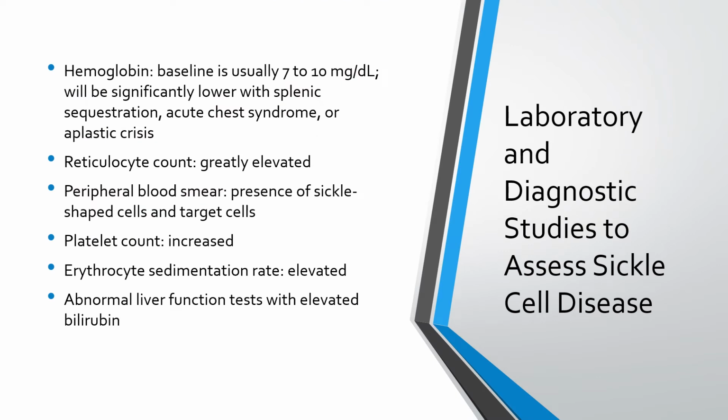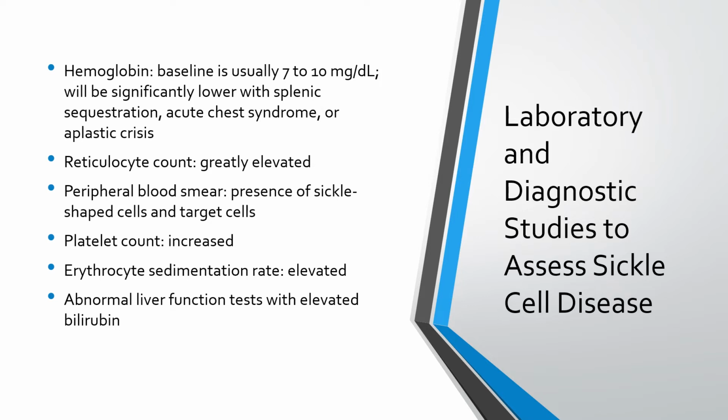What are our labs and diagnostics to assess? Hemoglobin electrophoresis is really the only accurate test to help us test for that hemoglobin SS. It's going to help us diagnose sickle cell. There are other common labs after sickle cell diagnosis.